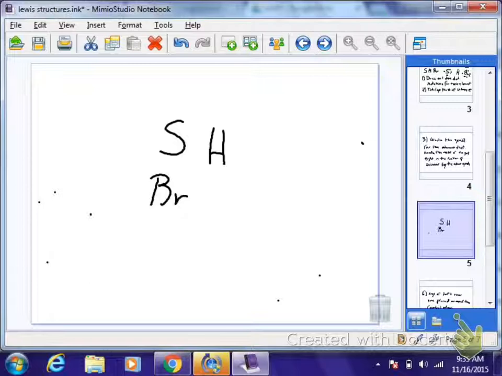So the first thing we would do is share a pair of electrons between the central atom and the branched atoms, and that shows at least one covalent bond between those two. When we show pairs of electrons between two symbols, that means it's a shared pair. Bromine's going to share one electron with sulfur, and sulfur's going to share one electron back to bromine, and they share a pair of electrons. Same with hydrogen. Hydrogen's going to share one with sulfur, and sulfur's going to share one with hydrogen.